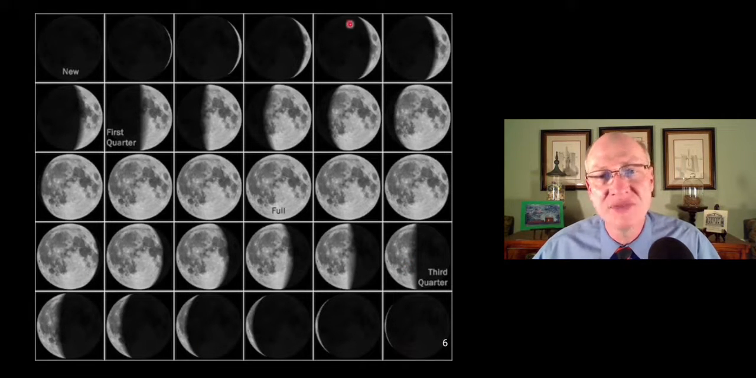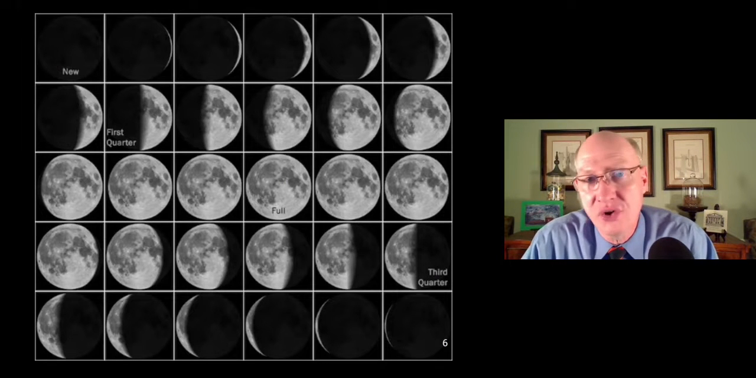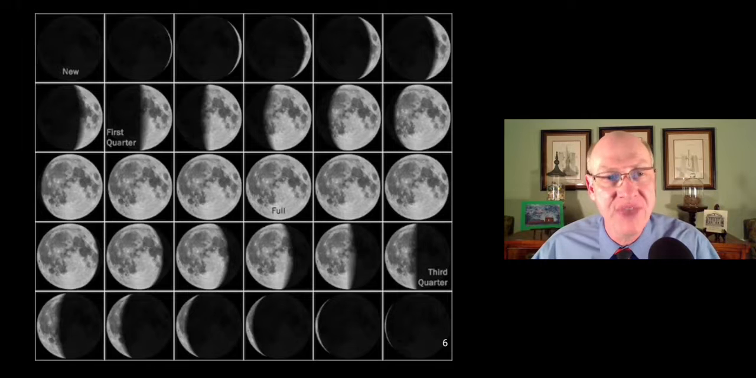So each one of these phases takes about a week. So it's a week from new to first quarter, a week from first quarter to full, a week from full to third quarter, and about a week from third quarter to new again. That is where first quarter and third quarter come from. So the moon takes about 4 weeks to go through its phases. After 1 week, we've completed 1/4 of the phases of the moon.